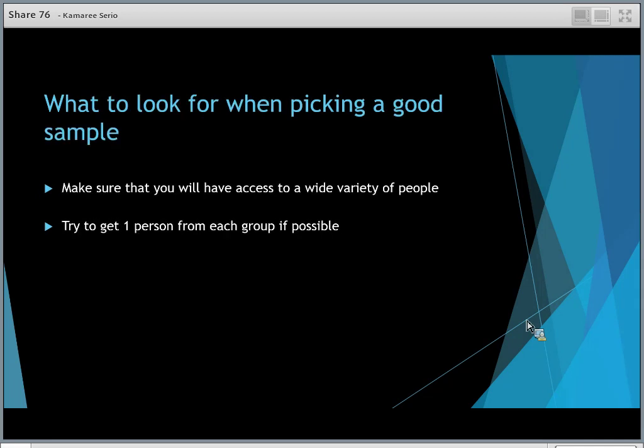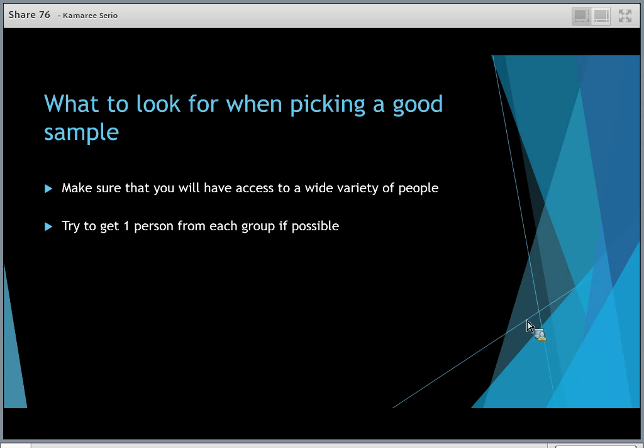All right, and a few other things: when you are looking to pick what is a good sample, you want to make sure that, one, you have access to a wide variety of people. You don't want to have a survey where it's like, out of my 10 friends, I want to know what their favorite snack is, right? That's not a very big group of people. You want to make sure you have a lot of people so that way you can pick random people.